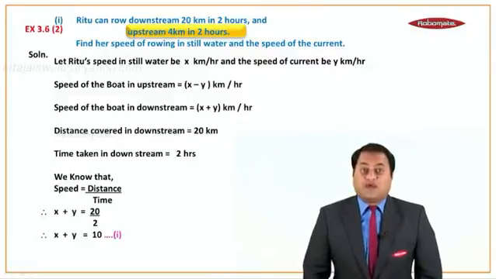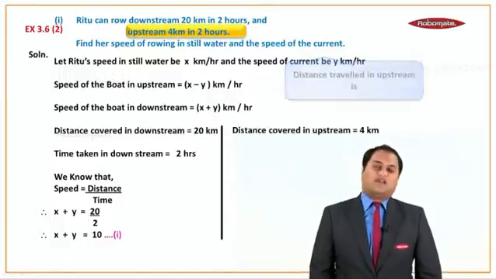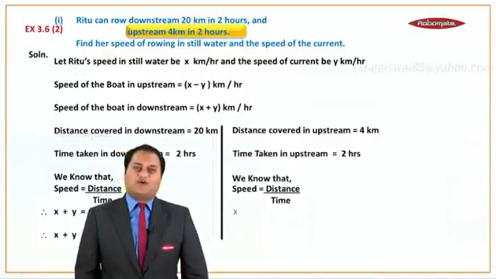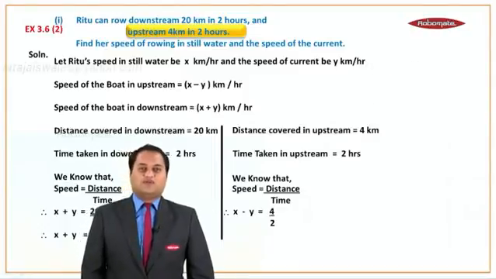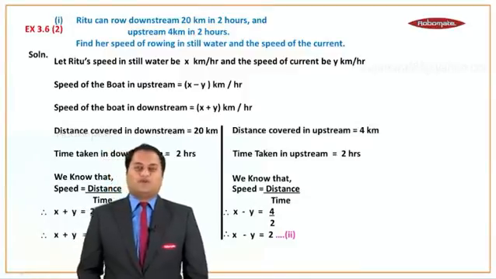Let's see the second condition. Upstream, the speed is x minus y. Distance is given as 4 kilometers. The time is given as 2 hours. Distance 4, time 2 hours, speed is x minus y. We know that speed is equal to distance upon time. x minus y is equal to 4 upon 2. So we get x minus y is equal to 2, equation number 2.